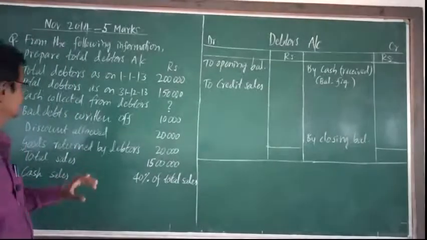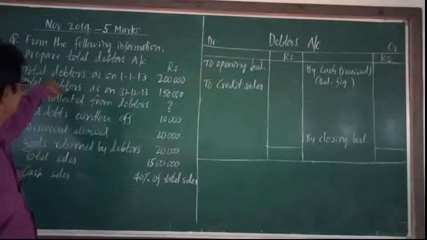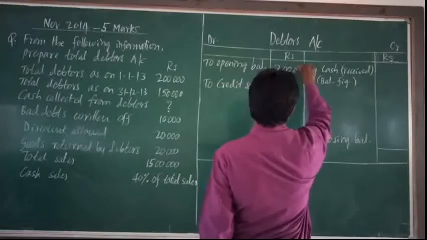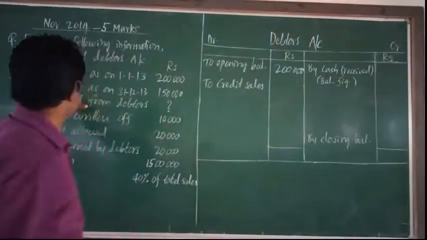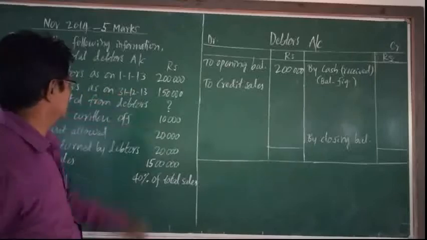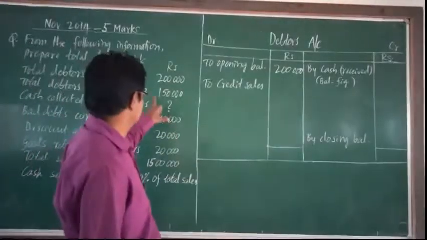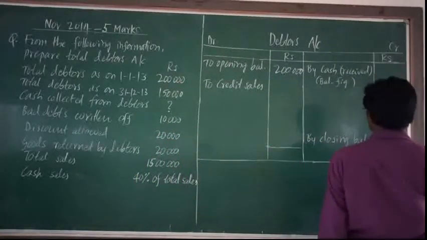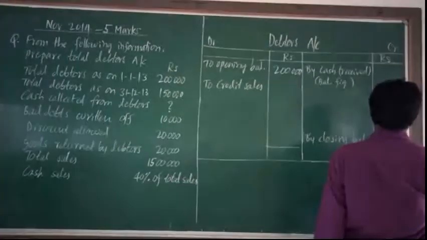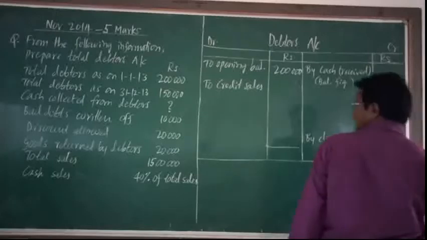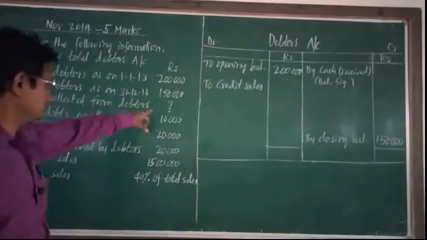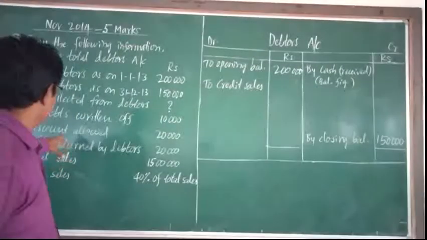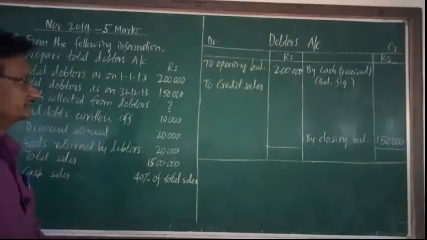Let us enter these transactions one by one. First is to debtors on 1/1/13. It is taken as the opening balance, that is 2 lakh rupees. Next item is total debtors as on 31/12/13. This is the closing balance. We have to take the opposite of the opening balance as the closing balance. It is 1,20,000. Next, cash collected from debtors, it is the question mark, and we have to ascertain the balance on the credit side. Next item is bad debts written off.